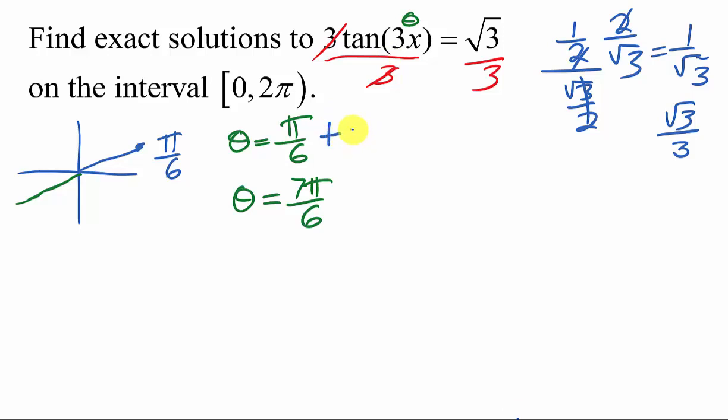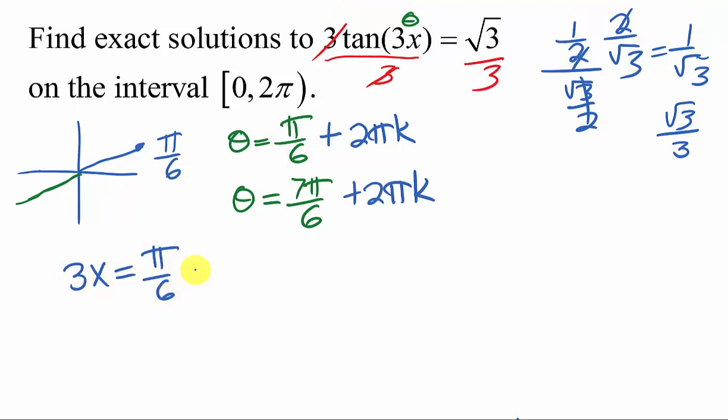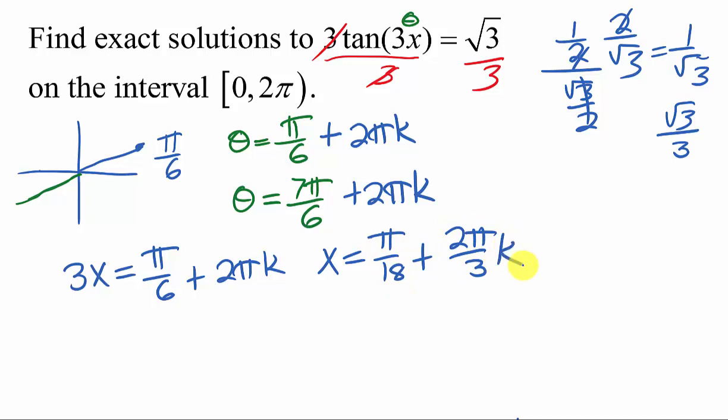If I were to write all solutions, I'd put plus 2 pi k, plus 2 pi k. And now what I'm going to do is replace the theta with 3x. So 3x equals pi over 6 plus 2 pi k. And solving for x, dividing everything by 3, I'd have x equals pi over 18 plus 2 pi thirds k. And you can see that gives me the first angle and then it adds the period. So I'm doing another cycle with the period, which is 2 pi thirds.